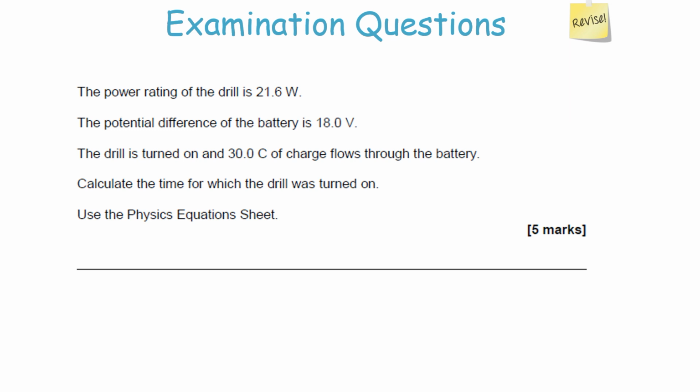Right, for a 5-mark question, it's going to be asking you to do two equations, and the two equations are as follows. Energy or work done is equal to potential difference times charge, and power is equal to energy over time. Now how do I know to use those equations? Well, look at what I've been given in my question. I've been given charge, potential difference, and power. So I've got to use equations with those terms in them.